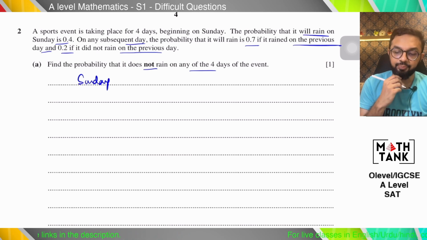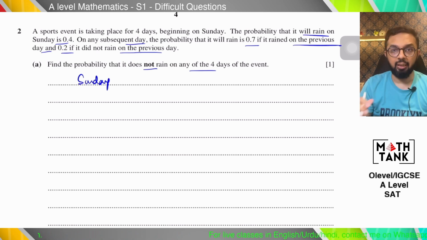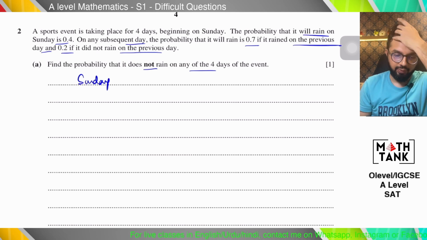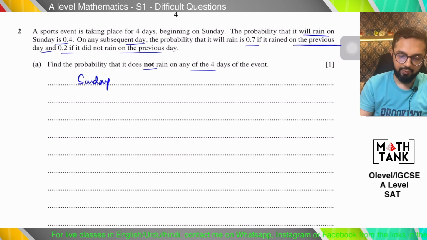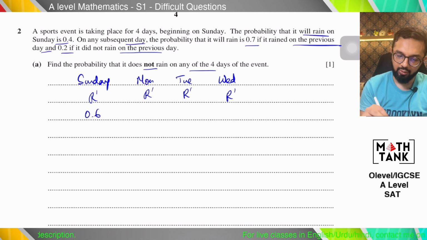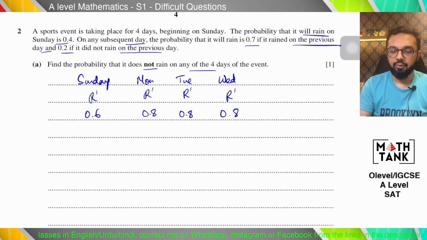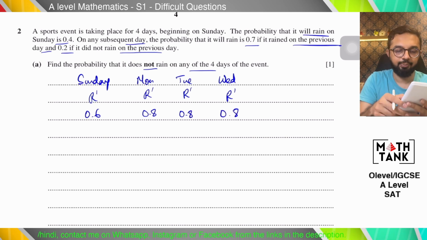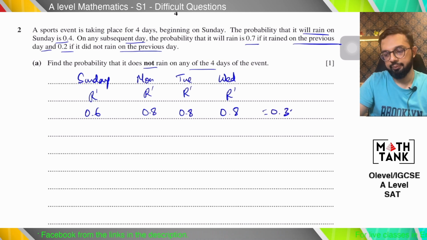Okay, so what I can do is I can make a tree diagram out of this. But an easier way of handling this would be to say that I have Sunday, Monday, Tuesday, and Wednesday. I want not rain, not rain, not rain, and not rain. So this has to be 0.6. And 0.2 if it did not rain on the previous day, so 0.8, 0.8, and 0.8. So that's 0.6 into 0.8 cubed, 0.3072.